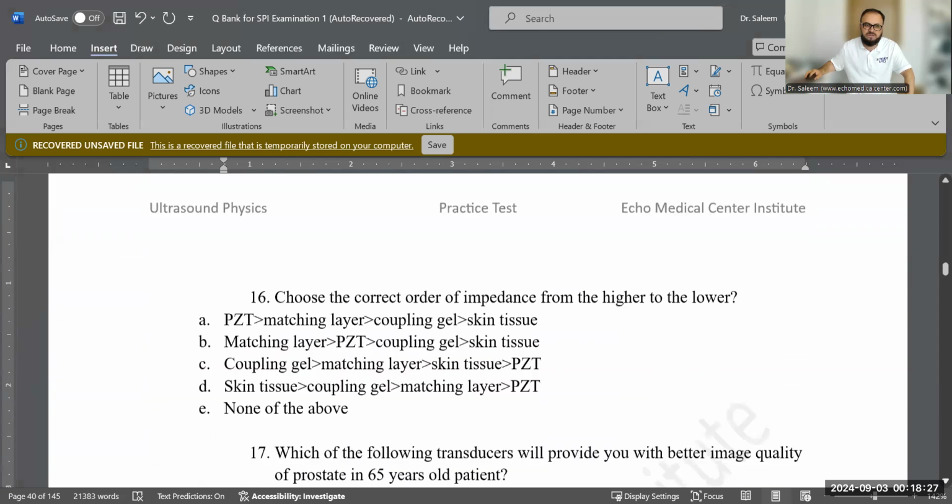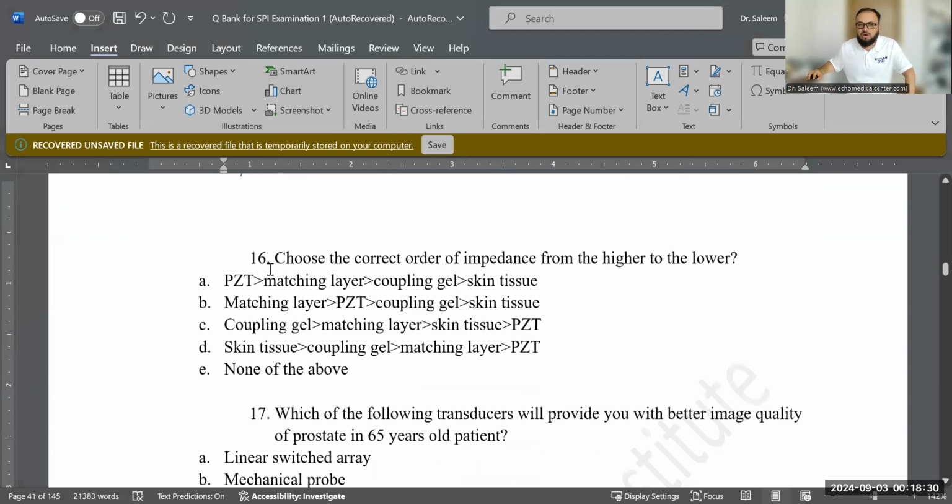Okay, so the next question is, choose the correct order of impedance or resistance from the higher to the lower. Which of the following is in correct order? Higher, after that a little higher, then medium, then low, and then very low. Put it from the higher to the lower in order. Is it A, PZT is greater than matching layer is greater than coupling gel is greater than the skin tissue, the impedance we're talking about?